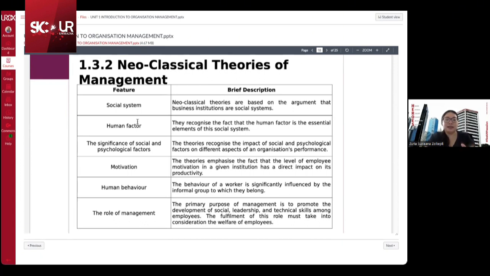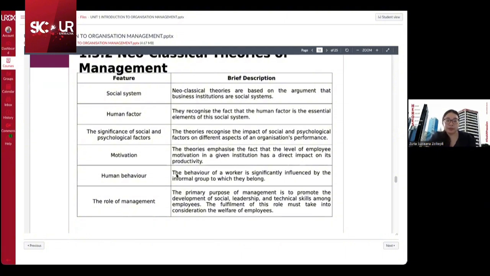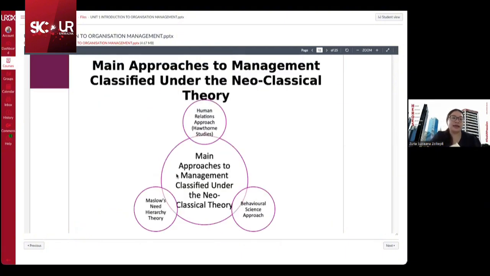And when they introduce human factors, we start to have motivation: how to attract and keep employees, to have loyal employees, to make them happy, and then to increase productivity. One of the important things about motivation is to increase productivity, along with human behavior and the role of management. All right, so let's take a look at the Hawthorne studies.